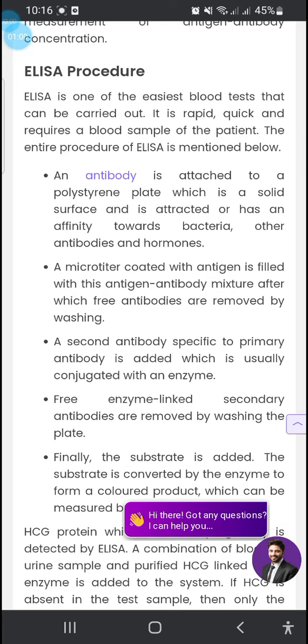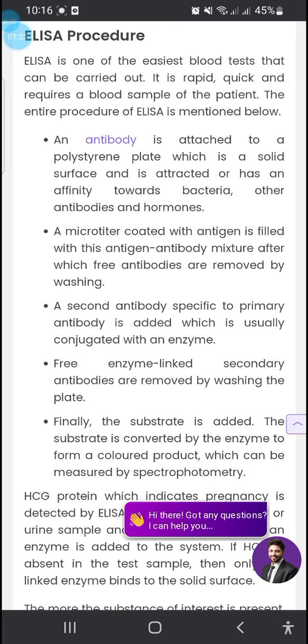An antibody is attached to a polystyrene plate, which is a solid surface, and has an affinity towards bacteria, other antibodies, and hormones. A microtiter plate coated with antigen is filled with this antigen-antibody mixture, after which free antibodies are removed by washing.